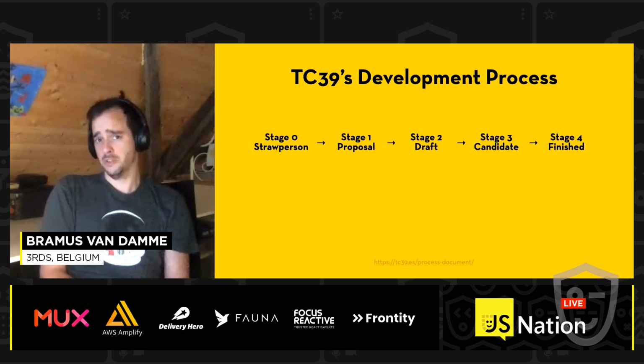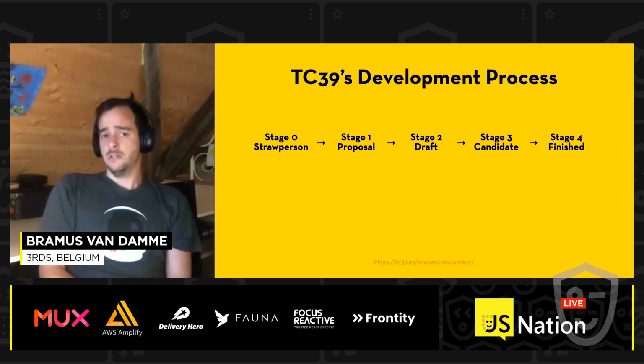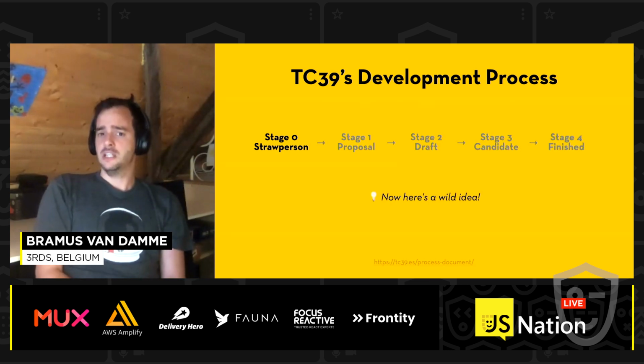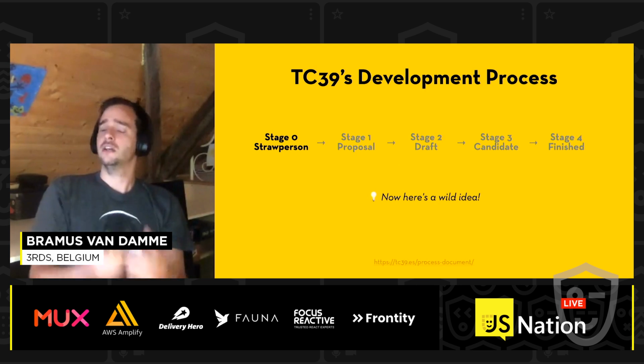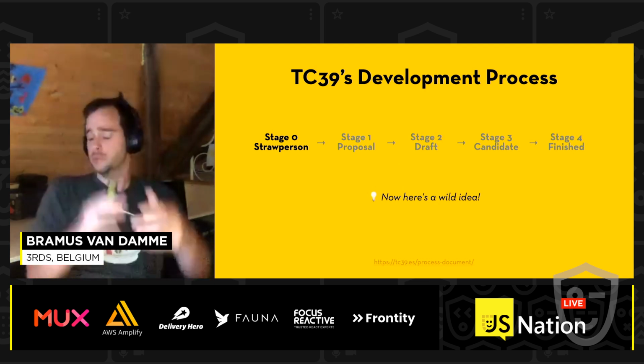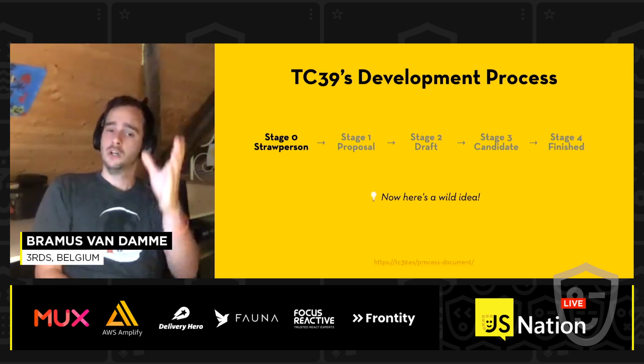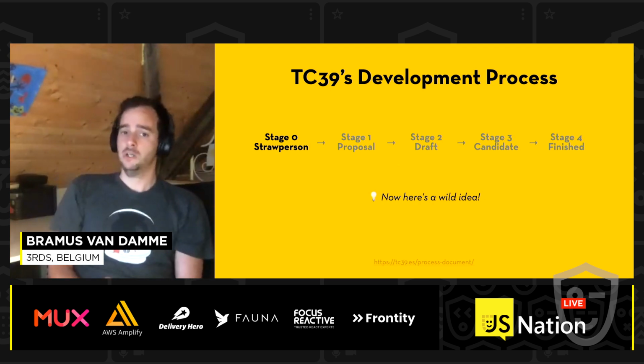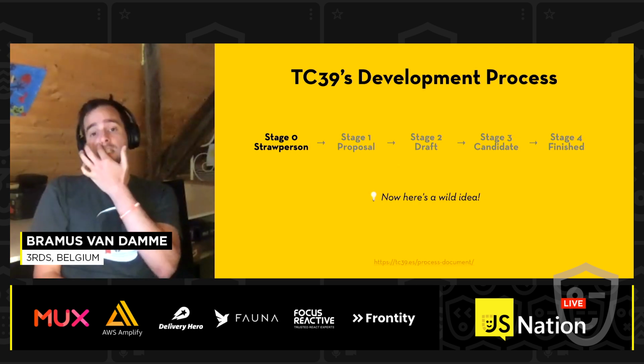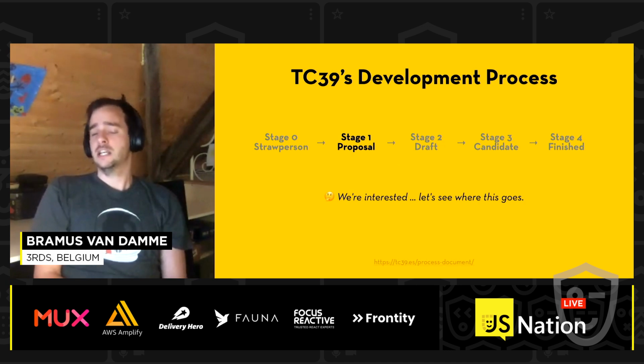Now, since we're short on time today, because it is a lightning talk, I will give you the very short version of it. Stage 0 is the strawperson stage. That's basically like, okay, here's a wild idea. I can propose one, you can propose one, everybody can propose one. For your proposal to advance to stage 1, it makes it into the proposal stage. That's basically TC39 saying, okay, we're kind of interested in this proposal. Let's see where this goes.